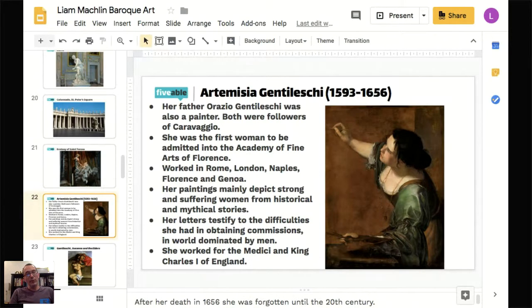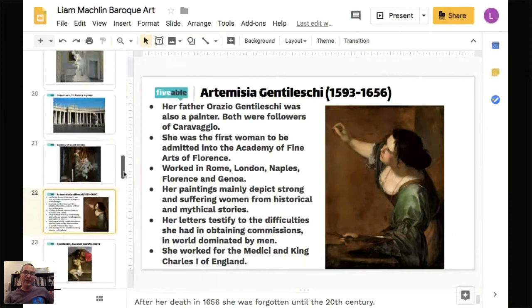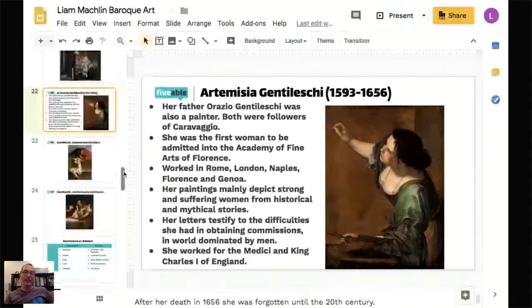She had a horrific trial trying to explain that the person raped her, and she was even tortured to make sure that she was telling the truth. The person ended up going to jail, but again, with some connection, ended up leaving jail very quickly. So she was very angry at that, and that basically is the background to her trying to depict her rapist in this famous painting of Judith slaying Holofernes.